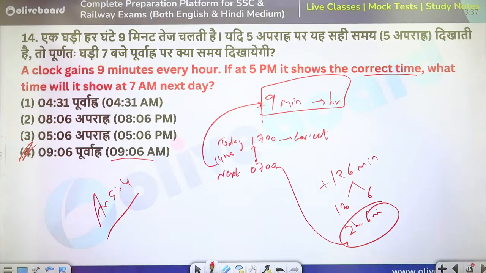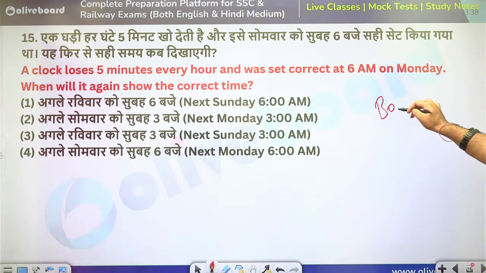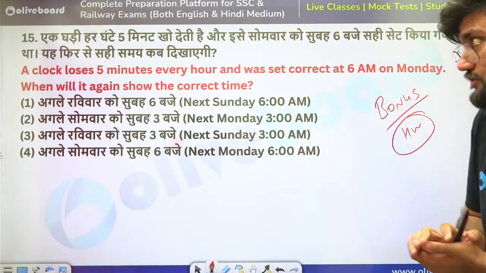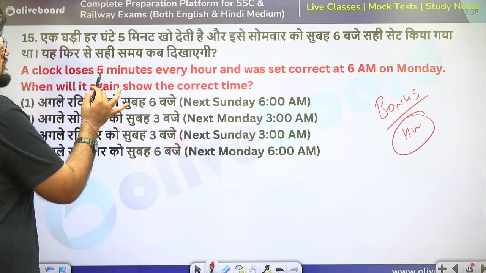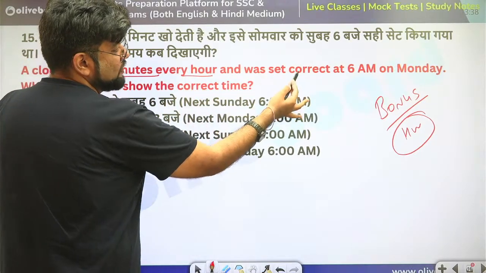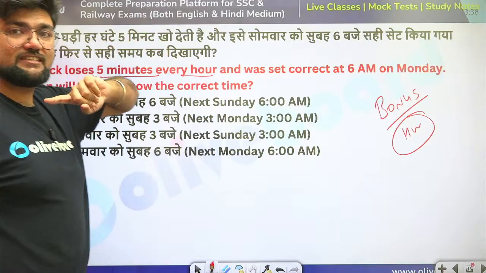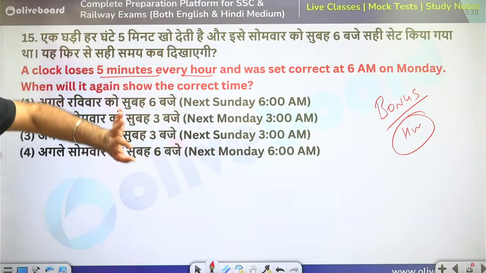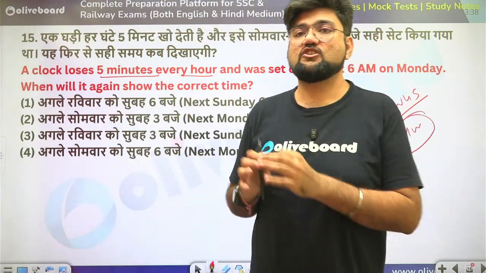Okay. So that's it. We'll stop here. This is a bonus question for you. Now you should be able to solve this question. We have already done this type of question. In the same session, a clock is losing 5 minutes every hour and it was set correct at 6 a.m. on Monday. When will it again show the correct time? So this time it has to lose 12 hours again. When will that 12 hours happen and what time will be your answer? You'll have to find that out and put the correct answers in the chat box after the session is over.